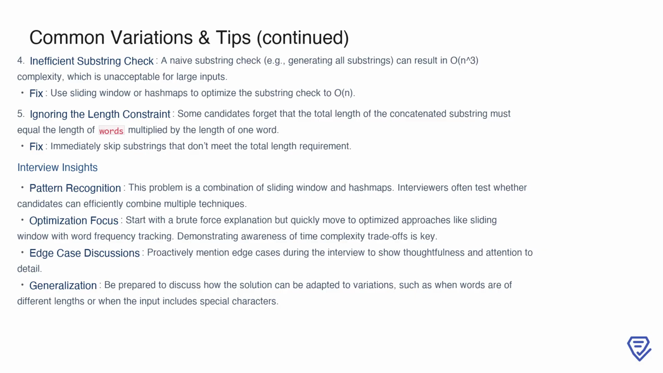Additionally, it's important to account for the length constraint of the concatenated substring. If the total length of words multiplied by the length of one word doesn't match the length of the current substring, you can immediately skip it. This small optimization can save significant processing time.